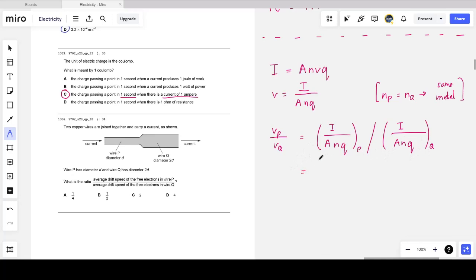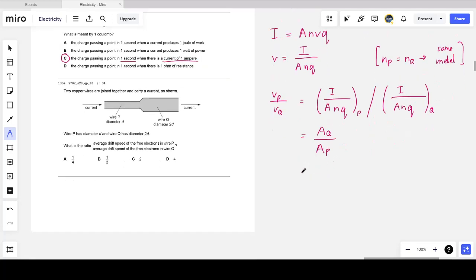And so the only thing that changes is that this becomes the area of Q over the area of P, because only the area of the wires is changing, whereas everything else remains the same. And like I said before, area is pi r squared, or 1 over 4 pi d squared. Doesn't really matter what the 1 over 4 and pi are, because they will cancel as well.